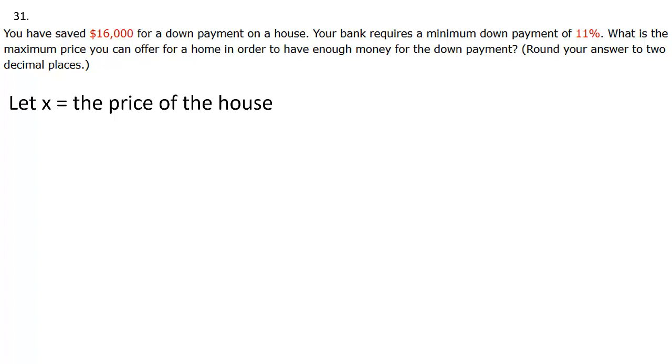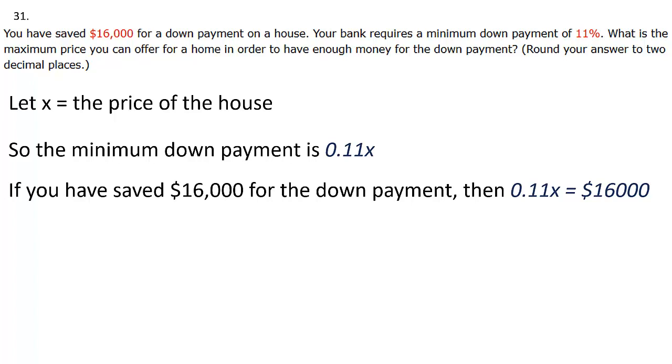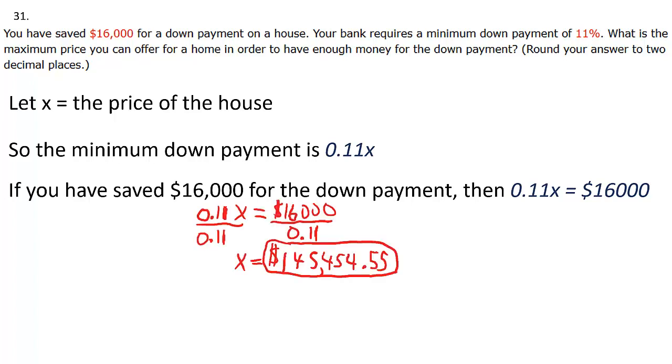If you let X be the price of the house, the minimum down payment is 11% of that, which is 0.11. So 0.11 times the price of the house is the minimum down payment. And according to the problem, it had to be that $16,000 because that's what you saved up. So if you set the minimum down payment equal to what you've saved, and divide both sides of that equation by 0.11, you'll find that the price of a house that you could afford with a down payment of $16,000 is a $145,454.55 house. A house any more expensive than that would require a down payment of more than you have, and so you wouldn't be able to do it.